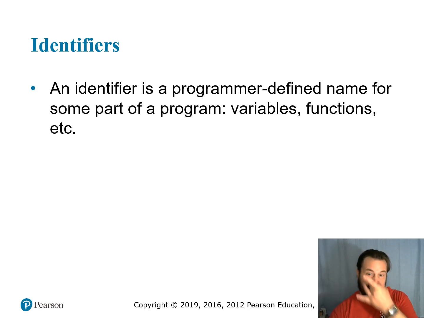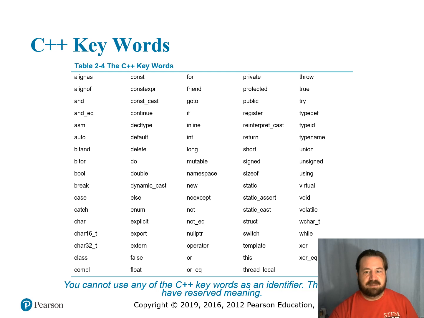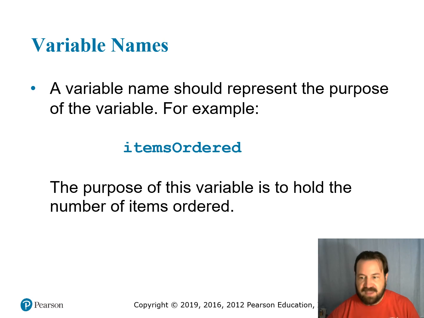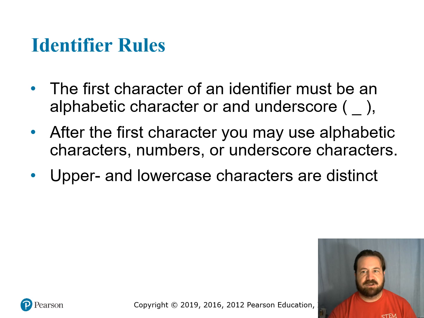Okay. If you're going to use variables, you need to give them identifiers, meaningful names. Okay. You cannot use any of these C++ keywords as an identifier. If you try to use auto as an identifier, you will get an error. Other than that, identifiers can have almost any name you want to give them, with a couple of exceptions. The first character has to be an alphabetic character, A, B, C, D, E, F, G, or an underscore.